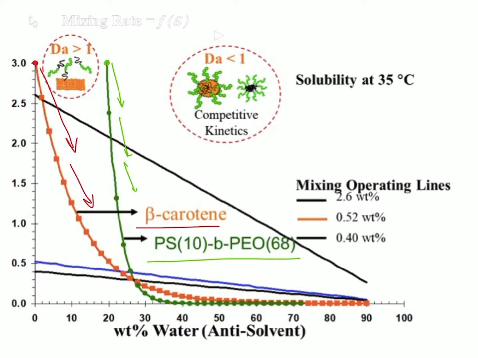So what FNP does is that it bypasses all of that, and the initial fast mixing drives the reaction forward so that the solute and the polymer precipitate together, and so we form nanoparticles.